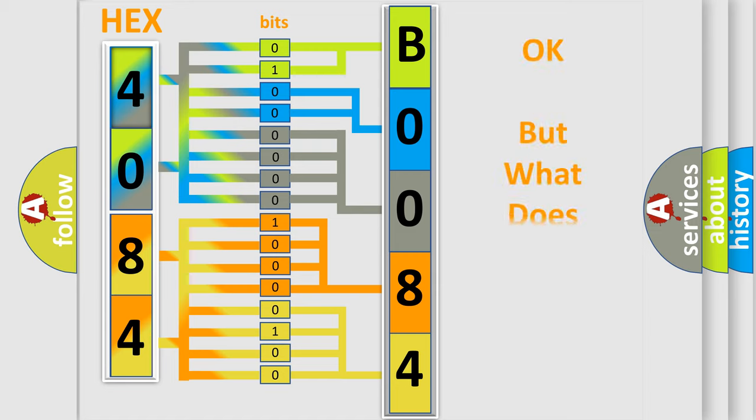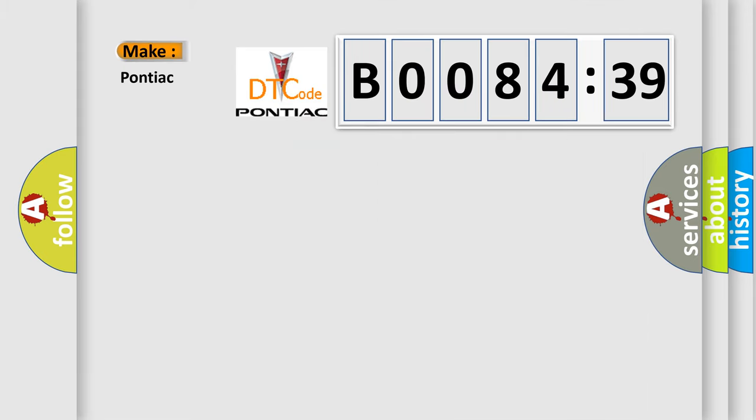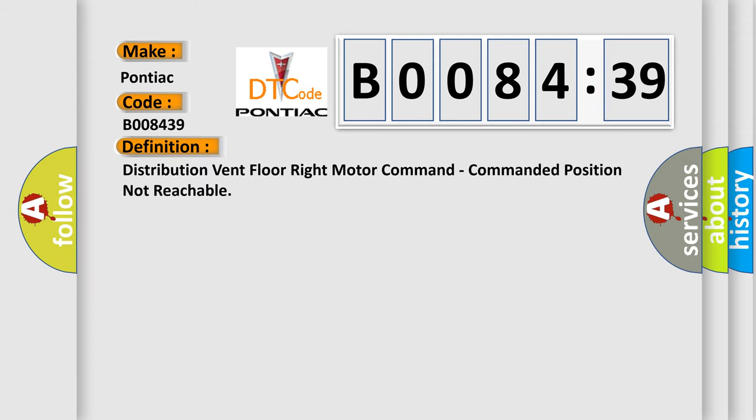The number itself does not make sense to us if we cannot assign information about what it actually expresses. So, what does the diagnostic trouble code B0084-39 interpret specifically for Pontiac car manufacturers? The basic definition is: distribution vent floor right motor command, commanded position not reachable.